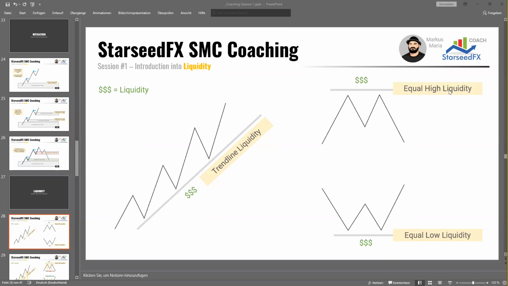And then we have equal high liquidity and equal low liquidity. And then, of course, there's also something similar like relatively equal high, relatively equal low, which is when they are not exactly at the same position, but one is a little bit higher, a little bit lower. That's still considered a liquidity, but you have to see which one is higher than the other.